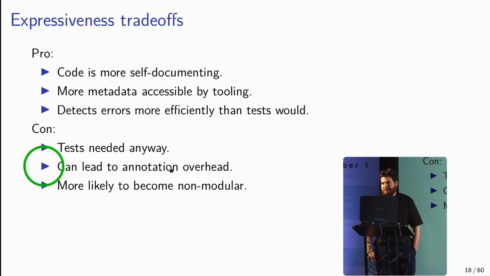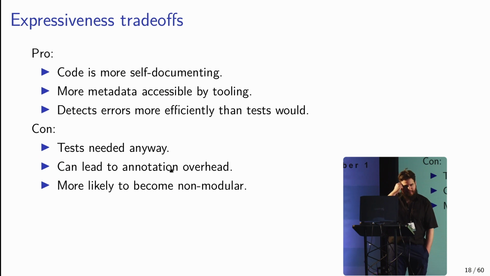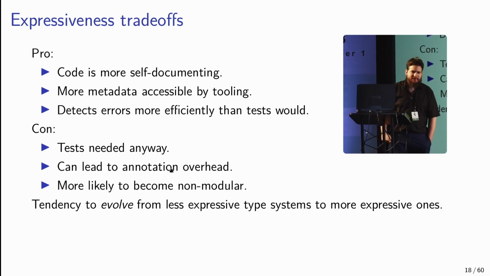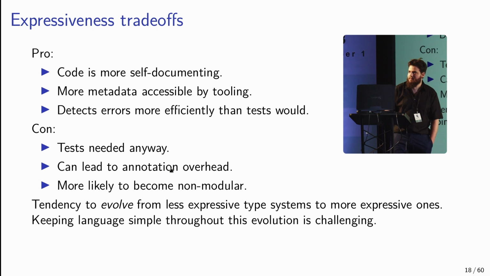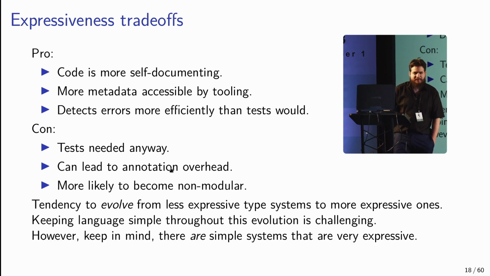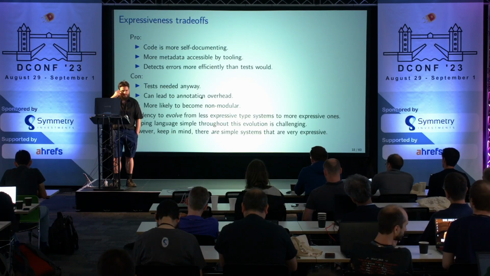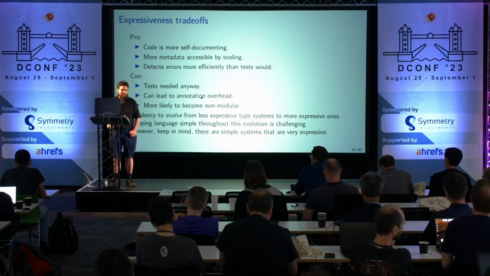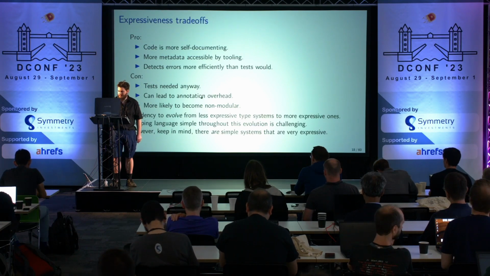Expressive type systems can lead to some annotation overhead, and those type systems are more likely to become non-modular if you make them more expressive without keeping this in mind. One point is that most languages tend to evolve from less expressive type systems to more expressive ones. This is much harder than just designing a simple type system that is expressive from the start. But there are very simple systems that are very expressive. This is also something that people sometimes don't understand, because their experience is that as languages get more expressive, they get more complex. But it doesn't need to be that way. It's just hard to do in practice.